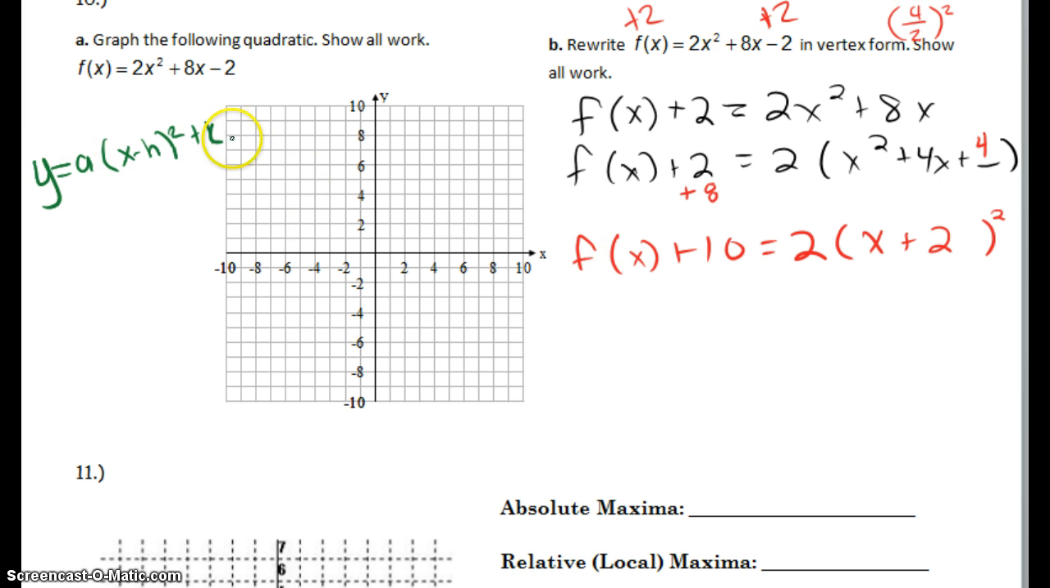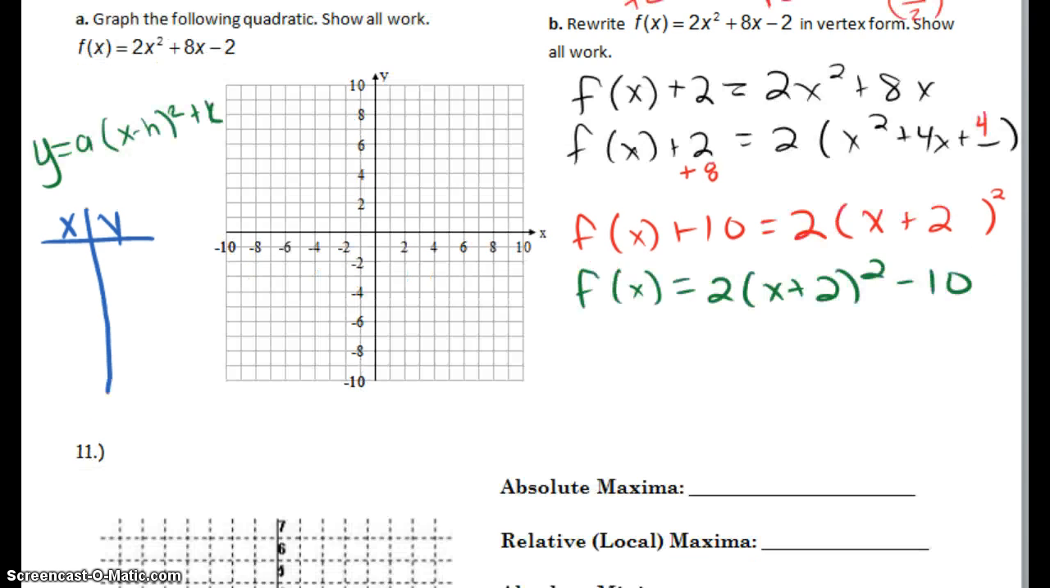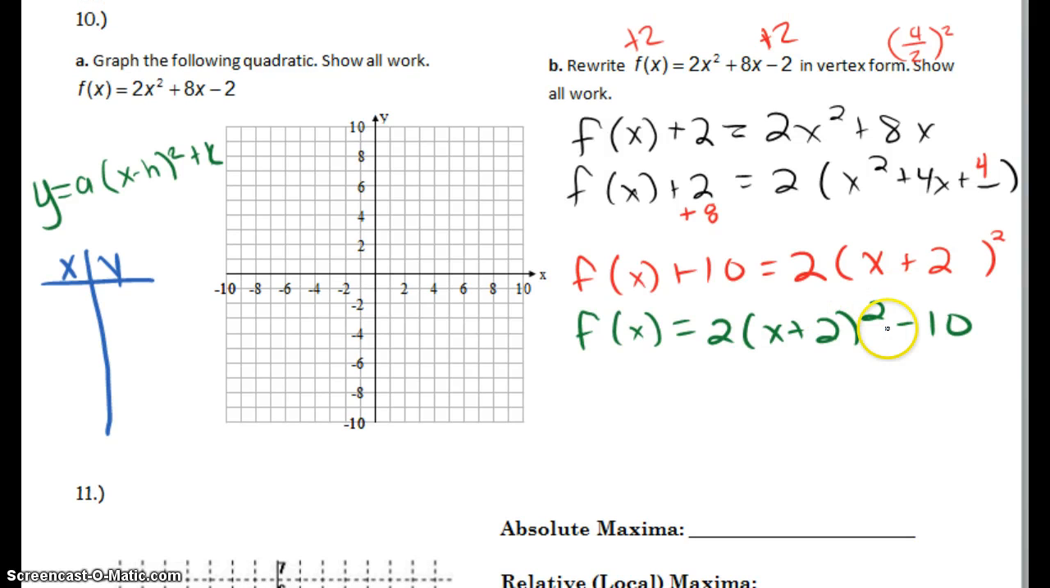So to get this into the form that I want, all I have to do is subtract the 10 back to the other side. So now I know what my vertex is. I know that my vertex is going to be (-2, -10). I know it's -2 because this negative sign tells me to take the opposite of h. So I have (-2, -10).